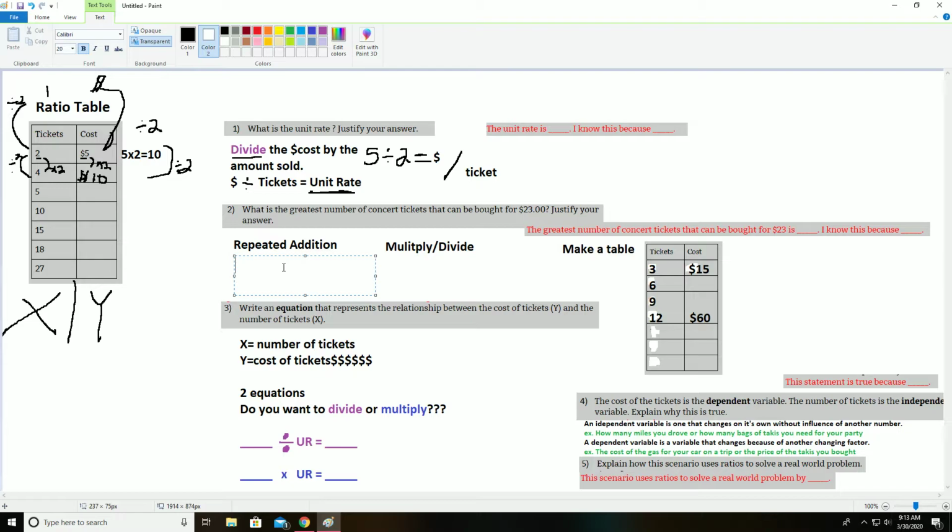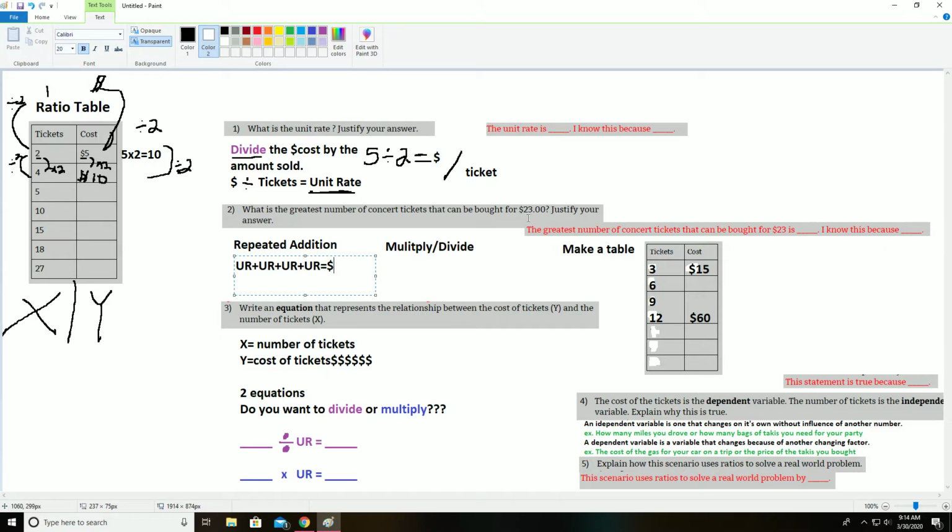you can just say, okay, well, I'm going to add the unit rate, and I'm just going to abbreviate unit rate with UR. I'm going to say unit rate plus unit rate plus unit rate plus unit rate, and you're going to keep doing that. Let me go back. I messed up. Unit rate plus unit rate plus unit rate plus unit rate. And when you add these up, you want to get to $23. Hopefully you can find a total that will take you straight to $23.